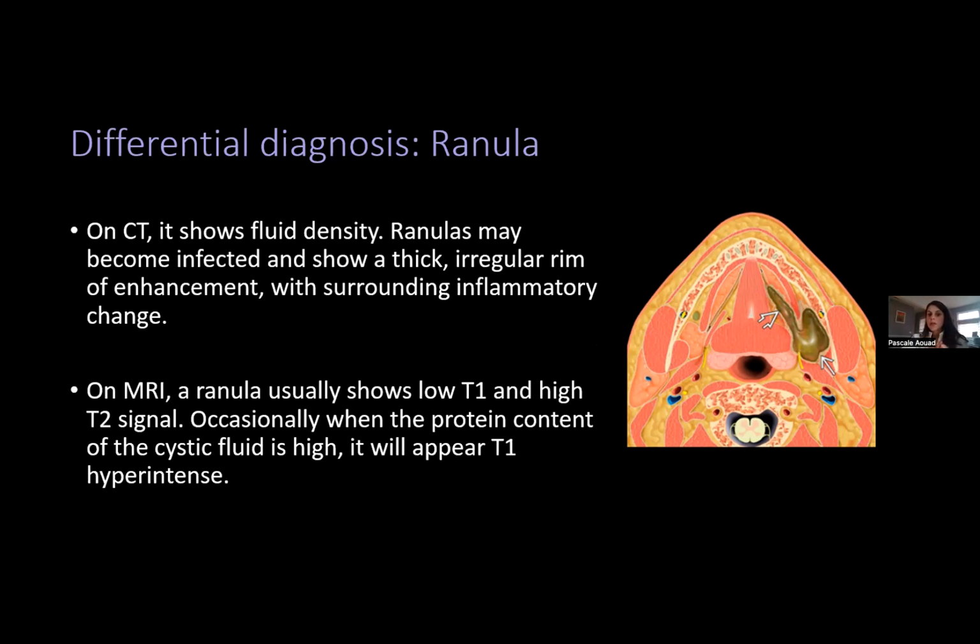On imaging, ranula will have fluid density on CT. If they become infected, they will show thick, irregular rim of enhancement with some surrounding inflammatory changes. On MRI, it will show as well fluid signal with low T1, high T2 signal, but depending on its content, if there is high protein content, we can have more higher T1 signal.